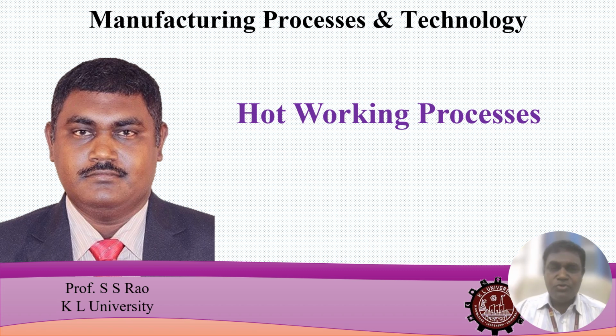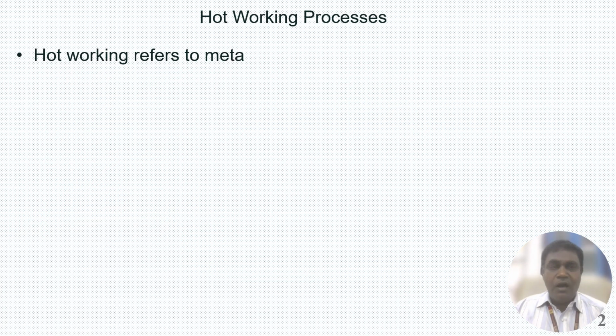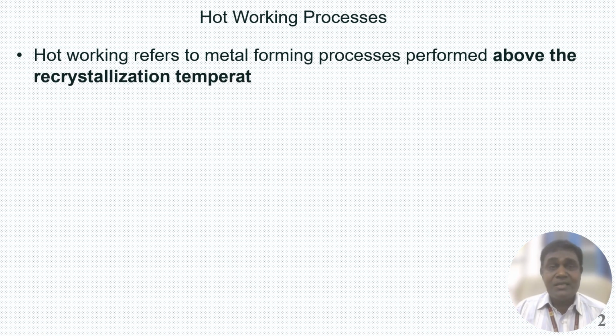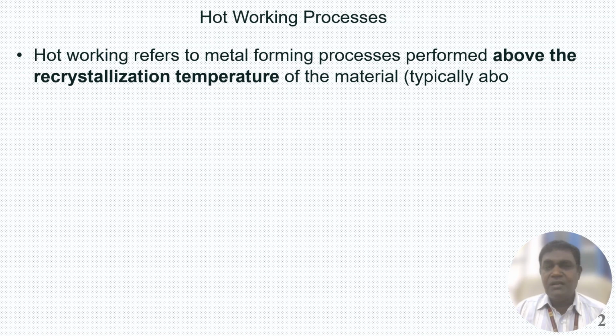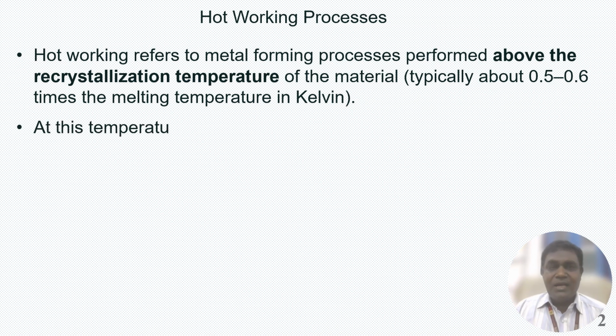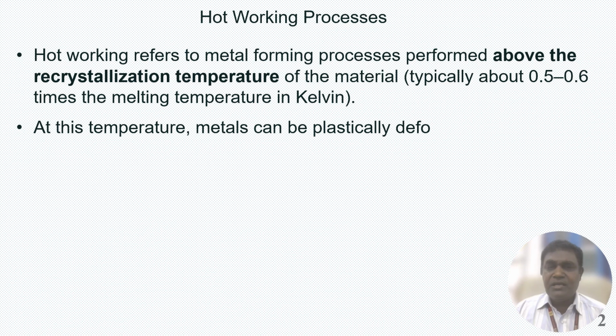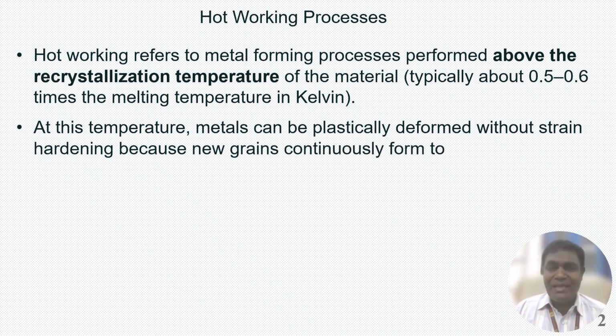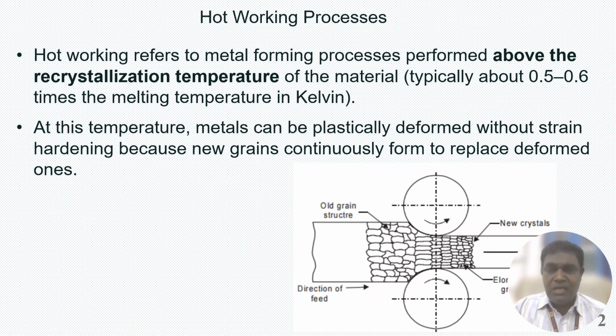In this video, I am going to explain hot working processes. Hot working refers to metal forming processes performed above the recrystallization temperature of the material, typically about 0.5 to 0.6 times the melting temperature in Kelvin. At this temperature, metals can be plastically deformed without strain hardening because new grains continuously form to replace deformed ones.